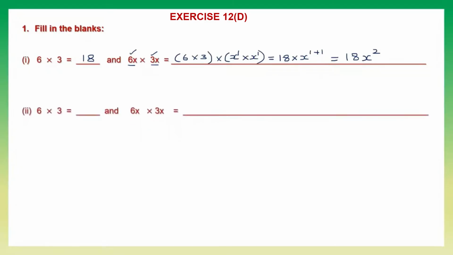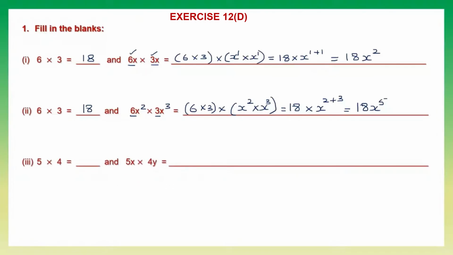Next question. 6 threes are 18. Now again, we're going to take only the numerical coefficients 6 and 3 first. So 6 into 3. Now we'll take the literals, that is x here, x to the power of 2 into x to the power of 3. So let's multiply the numbers. 6 threes are 18 into x to the power of, we have to add up the powers, 2 plus 3. So that becomes 18 x to the power of 5.